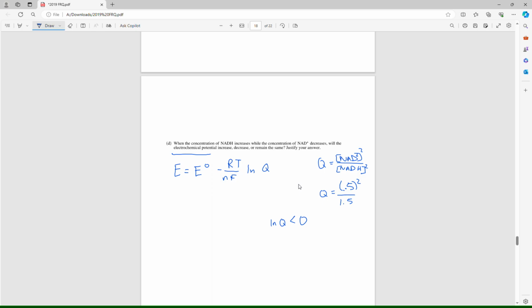So we would have E naught minus, this is all positive stuff, right? This is a constant. This is in Kelvin. n is moles. F is Faraday's constant. So we have a negative times a negative makes it a positive. So E equals E naught plus some stuff. So E will increase because the ln of Q is less than 0.